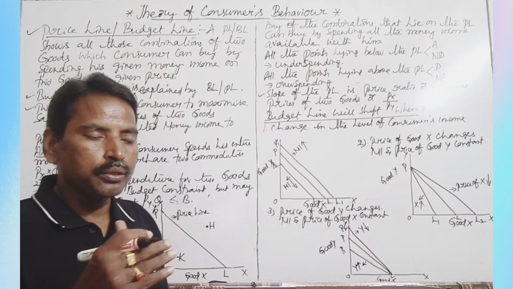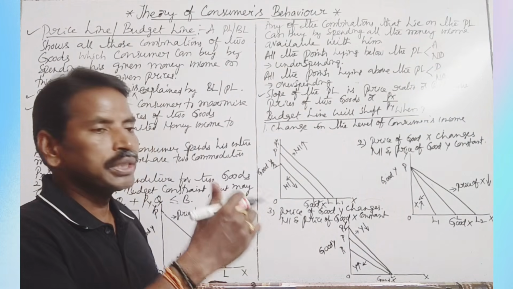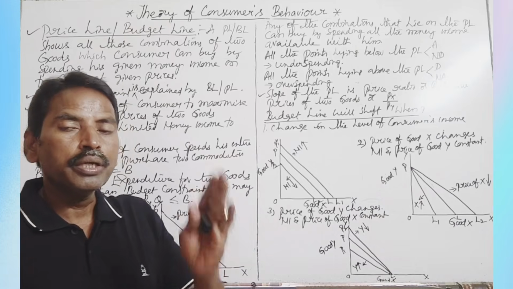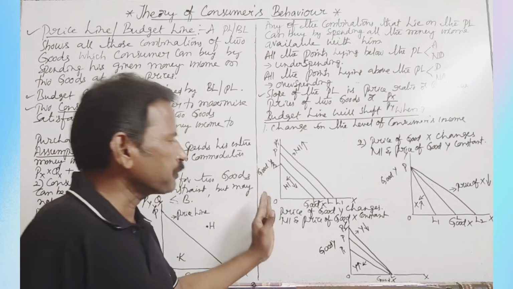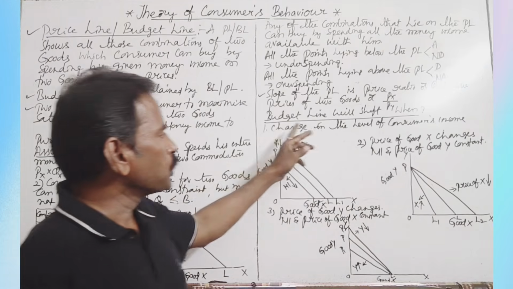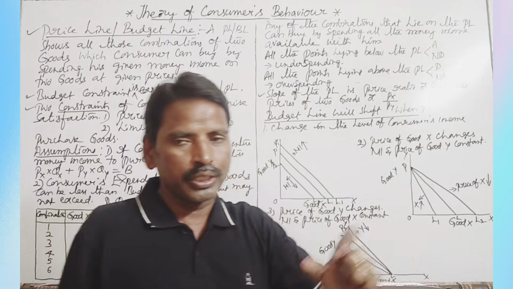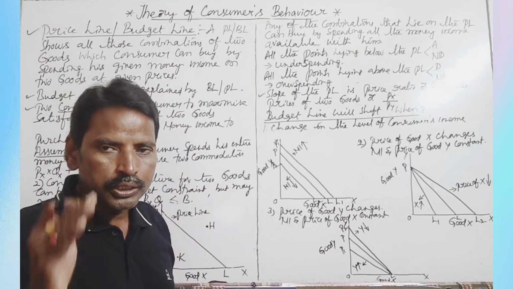Money income of the consumer increase అయితే బడ్జెట్ లైన్ రైట్ షిఫ్ట్ అవుతుంది. మనీ ఇన్కమ్ ఆఫ్ ద కన్జ్యూమర్ డిక్రీజ్ అయితే సో ప్రైస్ లైన్ లెఫ్ట్ షిఫ్ట్ అవుతుంది. Therefore, change in the level of consumer's income, budget line will be shifted.